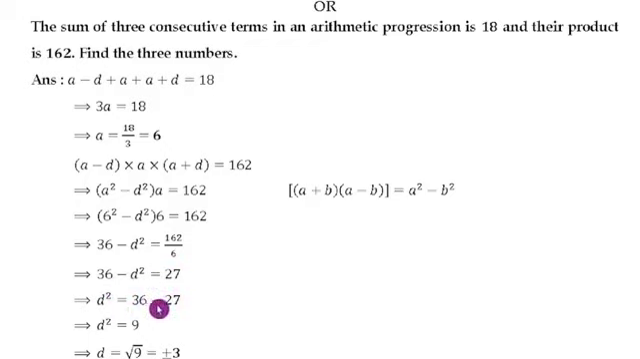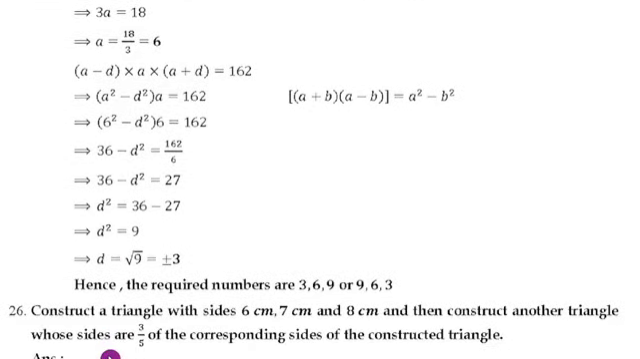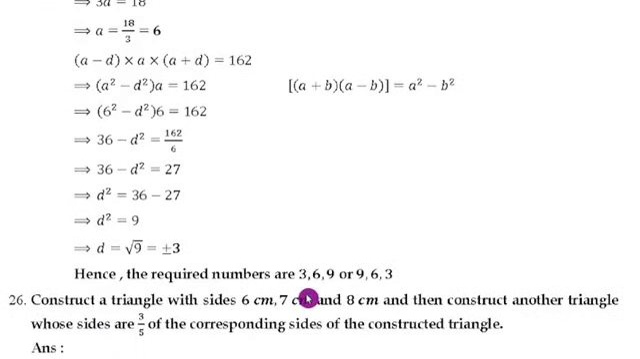So D square is equal to 36 minus 27 will become 9. So D is equal to plus or minus 3. So now we got A value, D value. So write arithmetic progression 3, 6, 9 or 9, 6, 3.